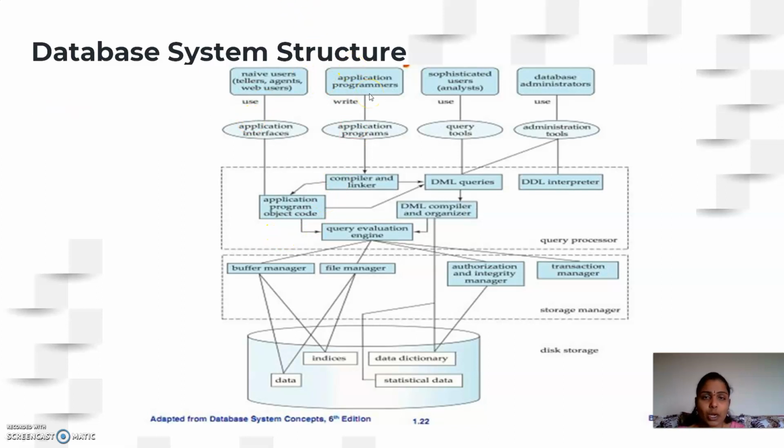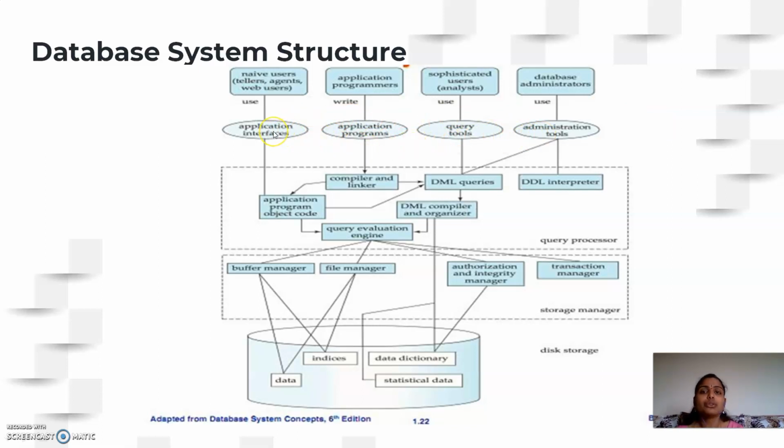Secondly, you have the application programmer. We already understood the application programmer is a user who develops programs to communicate with the database. So the queries will be available in the programs written by him. Here the application programmers are writing the application programs. Then coming to the third set of users, the sophisticated users, they are not developing programs. Instead, they are making use of query tools to write their queries. Then the database administrator, to perform all his different responsibilities, will make use of the administration tools. So these are the four different things that different users will use.